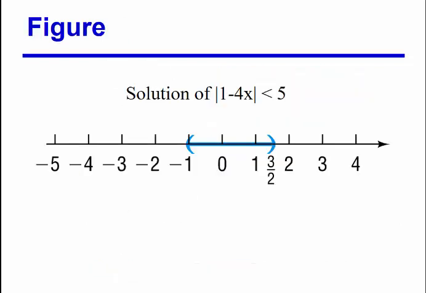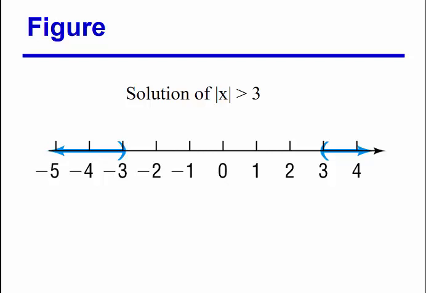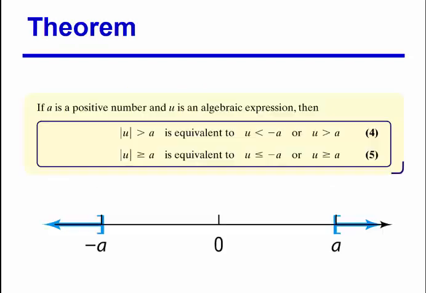So here's the solution of the absolute value of 1 minus 4x is less than 5. Here we can see that it goes from -1 to 3 halves. If we were to solve this, this is what we would get. Here we have the absolute value of x is greater than 3. So then we get -infinity to -3 and 3 to +infinity.